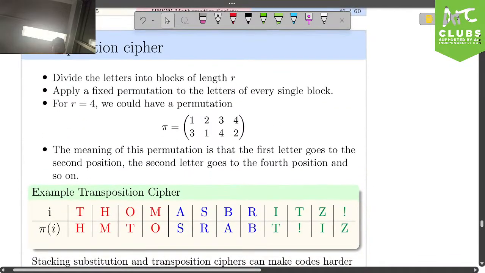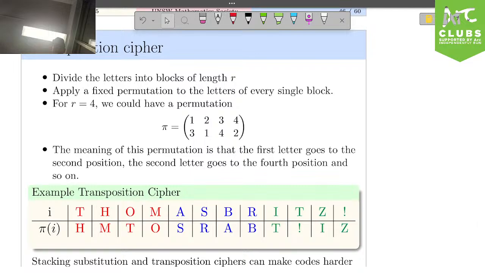Okay, so the third cipher is a transposition cipher. I'm going to give you a message, and I'm going to break my message apart into blocks of length r. What that means is that I'm going to apply a fixed permutation to each of the elements in my block of length r. So maybe my first element in my block will go to the third element, the second will go to the first, the third will go to the fourth, and the fourth will go to the second.